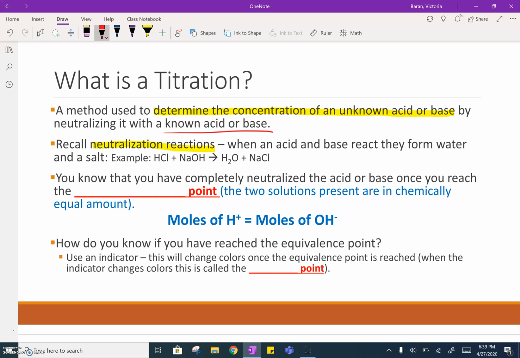And when they neutralize each other, you will always get water as one of your products. And then whatever's left over, so again, this H will dissociate, this OH will dissociate, that will form your water. Whatever is left over is your salt, which essentially is an ionic compound. In this example, literally salt, NaCl. Now, how do you know when you've completely neutralized all of the acid or base? You know you've completely neutralized the acid or base once you reach the equivalence point.